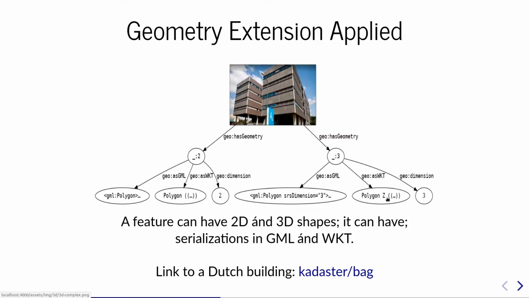You can have 2D shapes, you can have 3D shapes, you can have both. You can use GML for serializing, you can use WKT for serializing, you can again use both. And there are several other ways in which you can make this even more complex, because we did not even cover all of the terminology that is introduced by the geometry extension.